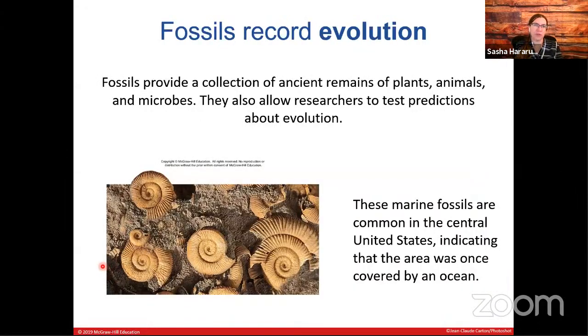So fossils record evolution. They provide a collection of ancient remains of plants, animals, and microbes, and they also allow researchers to test predictions about evolution. And here's another example of fossils, which are found in former sediments on the bottom of the former ocean. These marine fossils are very common in the central United States, indicating that the area was once covered by the ocean.